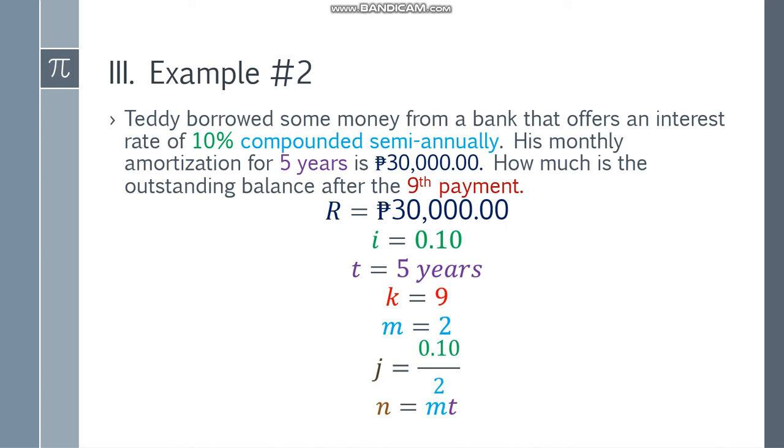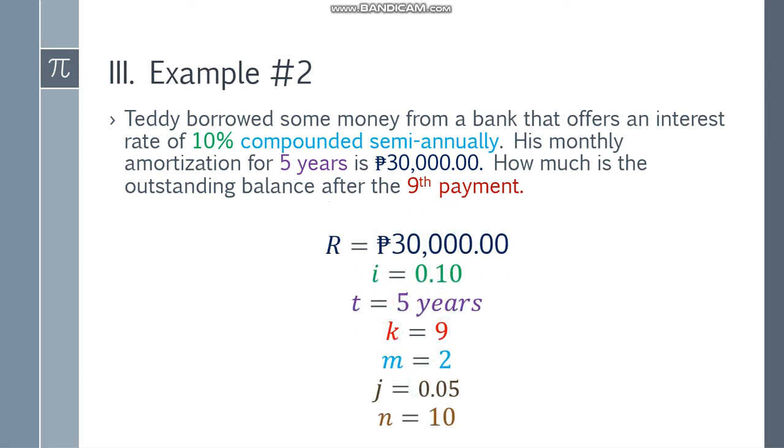So, j daw natin ay i over m. So, that will be 0.10 over 2. So, that will be 0.05. Ang n naman natin ay m times t. So, that will be 2 times 5. That will be 10.